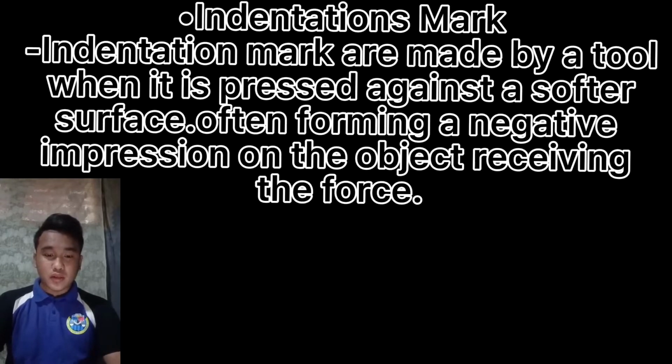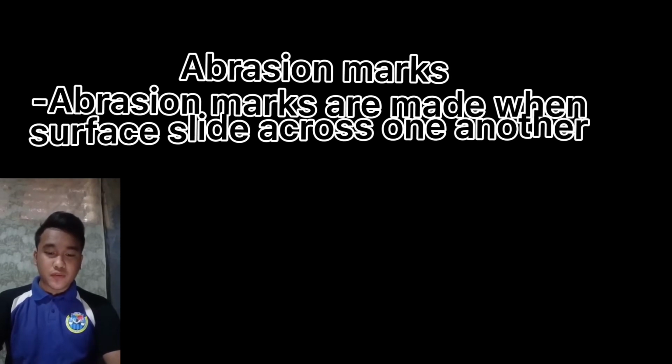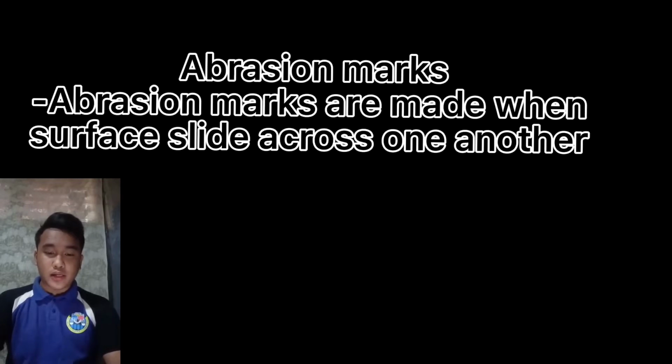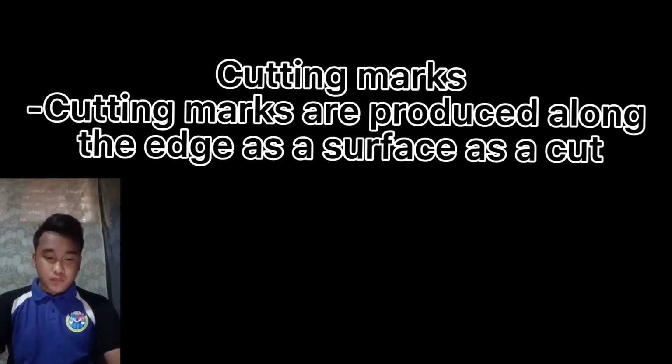An indentation mark is made by a tool that is pushed or pierced into a surface. Abrasion marks are made when surfaces slide across one another. Cutting marks are produced along the edge as a surface is cut.